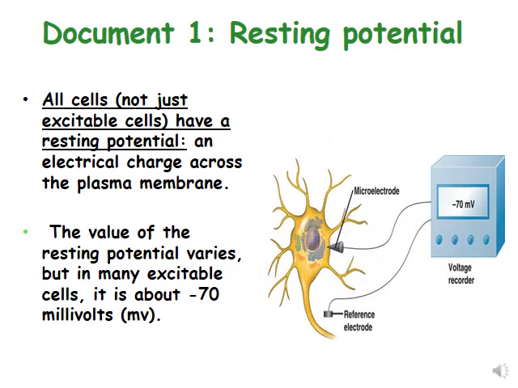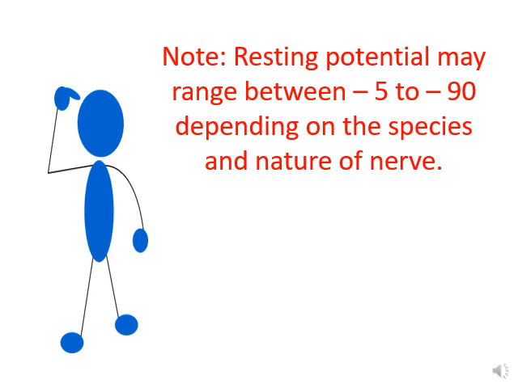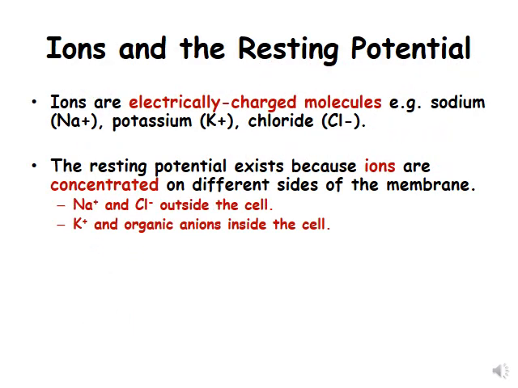So this document is showing the resting potential. A cell that is not excitable is resting. It has the resting potential, a charge across the plasma membrane between the internal and the external. The value of the resting potential varies, but it's about minus 70 millivolts. As you note here, the resting potential may range between minus 5 and minus 90, depending on the species and the nature of the nerve.